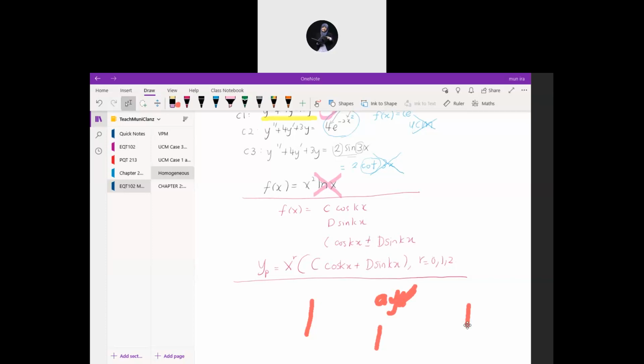Okay, for example, if we have y double prime plus 3y prime plus 4y equals to x over x plus 1. Nampak? So, we cannot solve this kind of equation by using UCM juga. Tak boleh. So, nak guna apa? So, what is the alternative method to solve that kind of question? The answer is variation of parameters method. Okay?